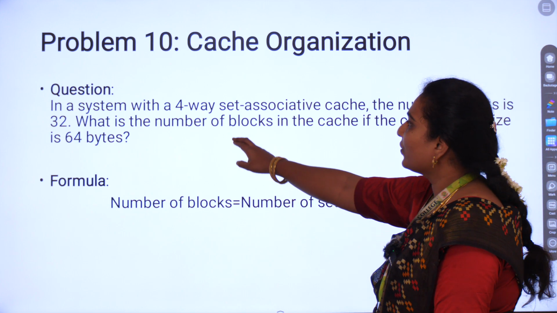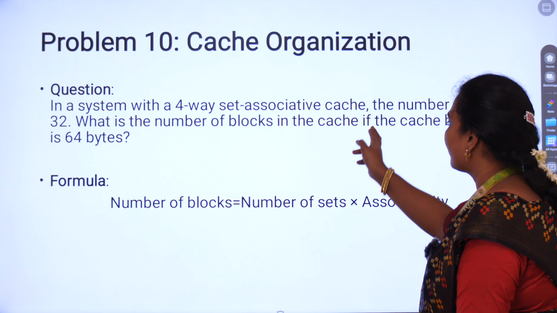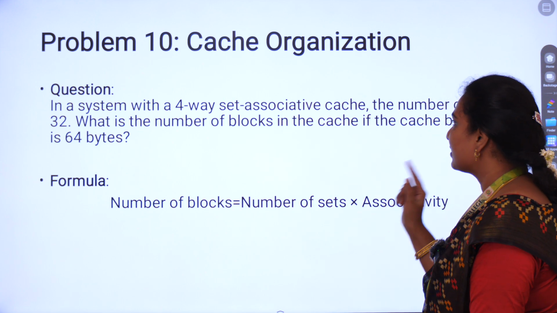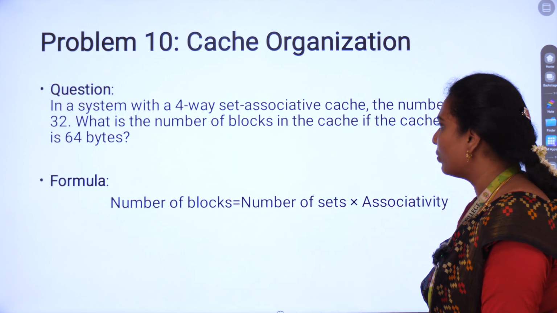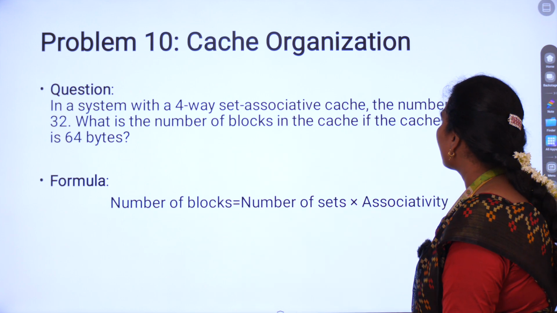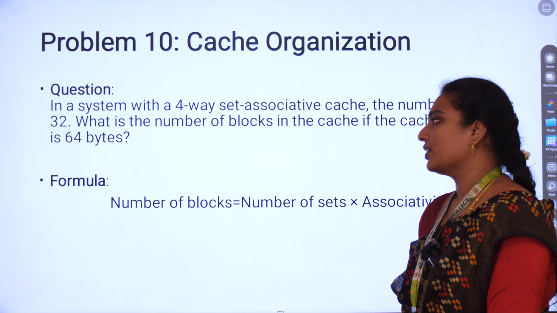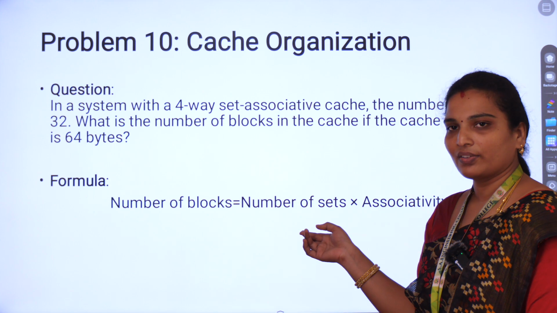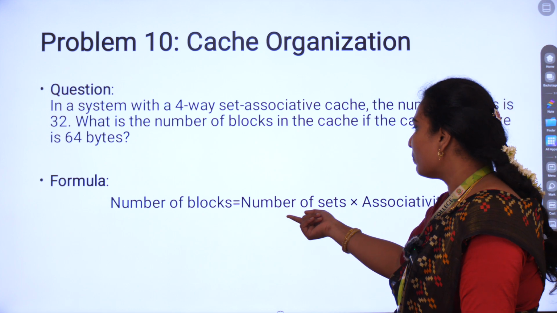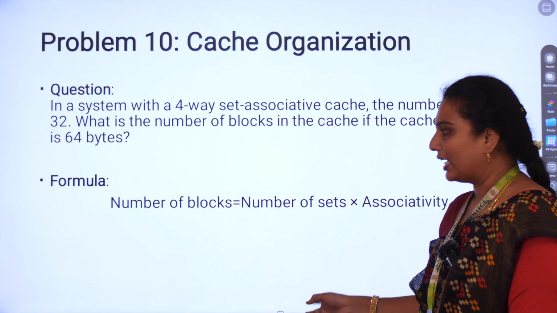So this is our final problem, which is based on cache organization. In a system with a 4-way set associative cache, the number of sets is 32. So we have to look into the number of sets, which is given as 32. What is the number of blocks in the cache? If the cache block size is 64 bits. Here also we have to find the number of blocks. This is also one example. Number of blocks is equal to number of sets into associativity.